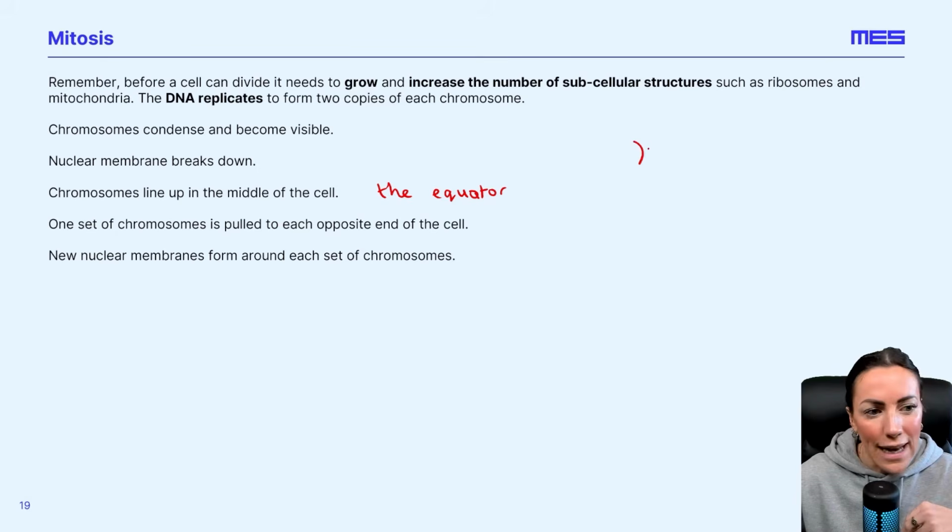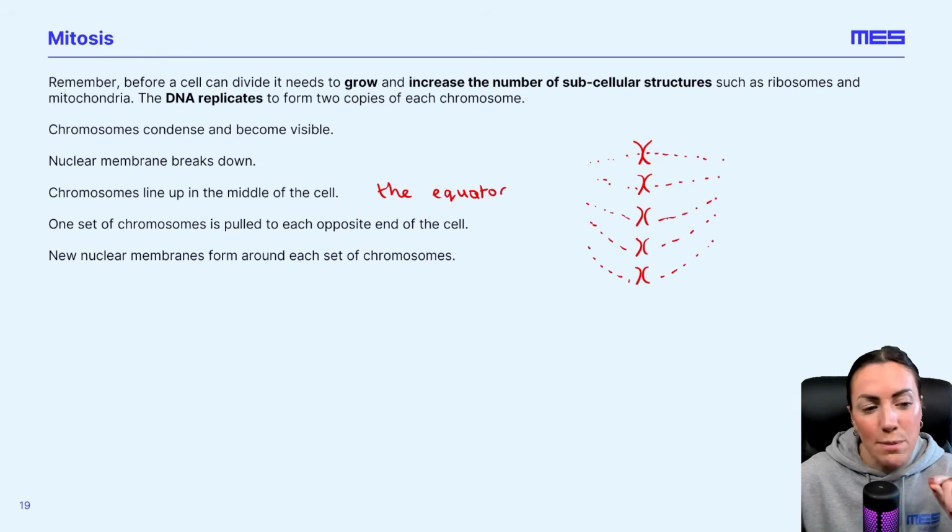So it will look a little bit like this. The chromosomes will line up in the center of the cell, or the chromosomes will line up on the equator. They will be attached to proteins that we call spindle fibers, like this. And what will happen is those spindle fibers will shorten. And if you look at these chromosomes, they will separate down the middle. So one set of chromosomes will be pulled to this end of the cell, and the other set of chromosomes will be pulled to the opposite end of the cell.